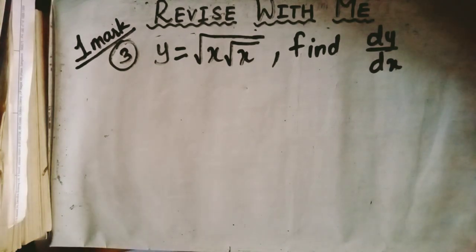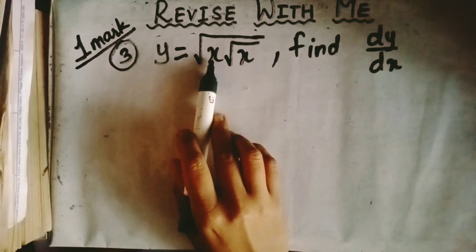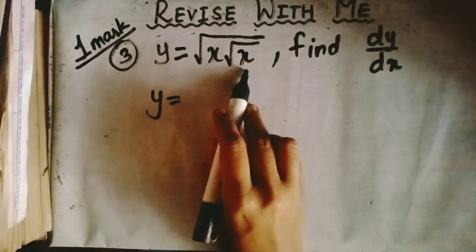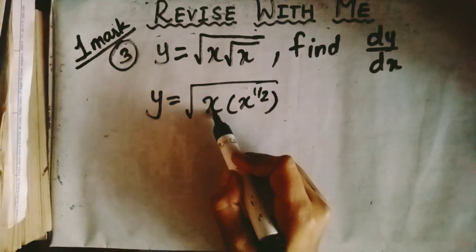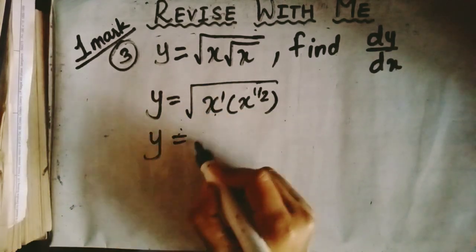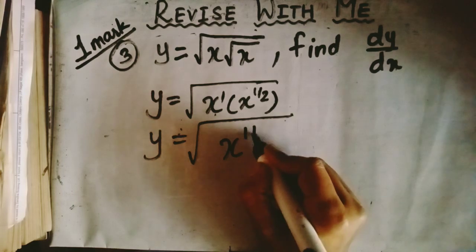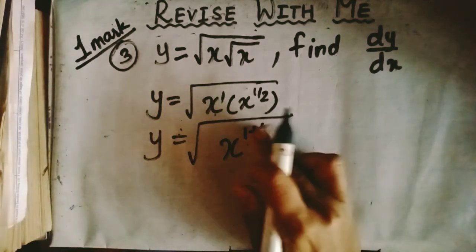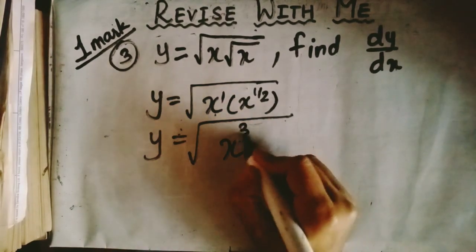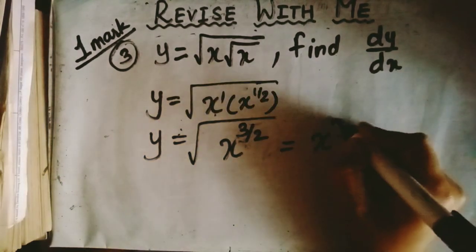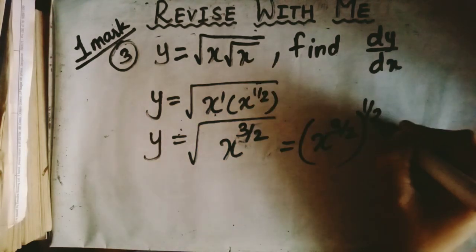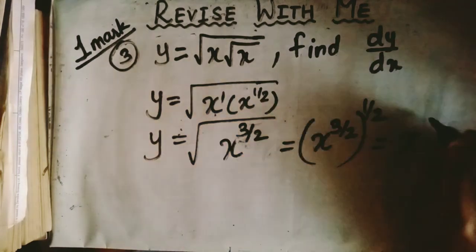Let's solve this. It is given y equals root of x, and you have to find dy by dx. So this y you can write as root x into x raised to half. Here x raised to 1 is there. Using laws of exponents, you will get x raised to 1 plus half. Now 1 plus half is 3 by 2, and this will be x raised to 3 by 2 raised to half. Again using laws of exponents, this gets multiplied with this, so it will be 3 by 4.